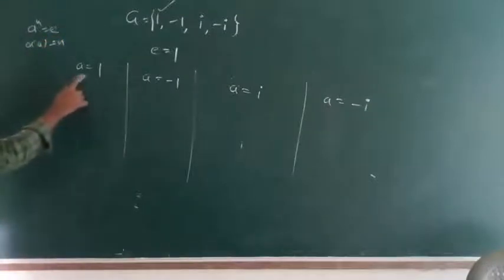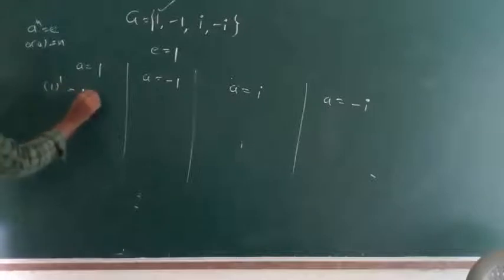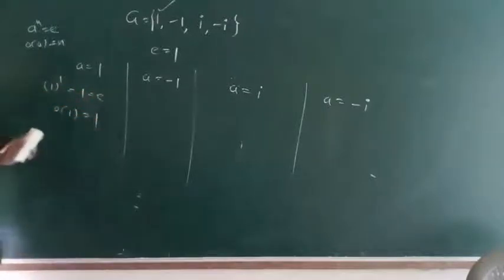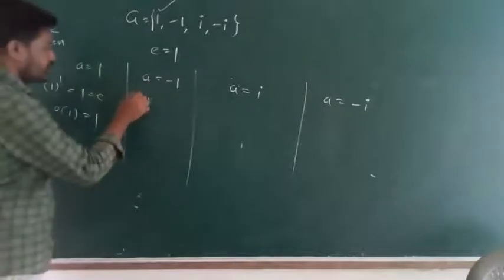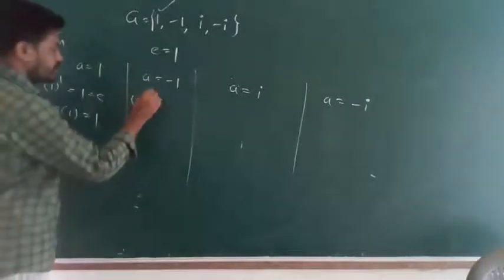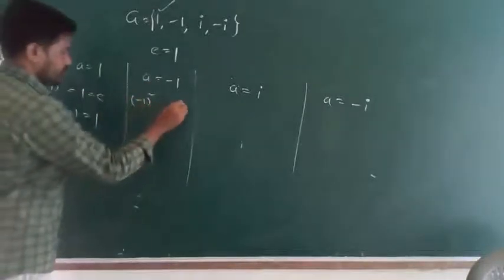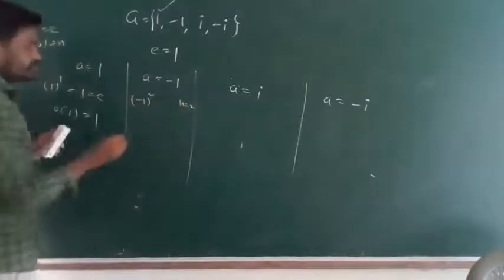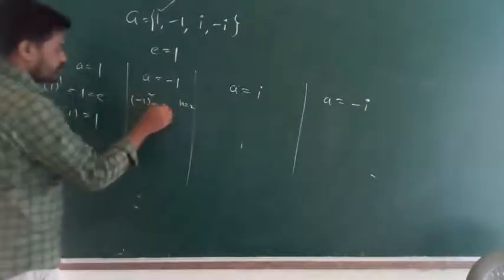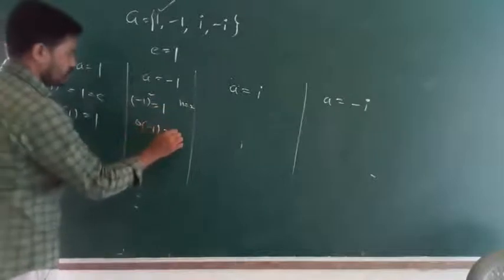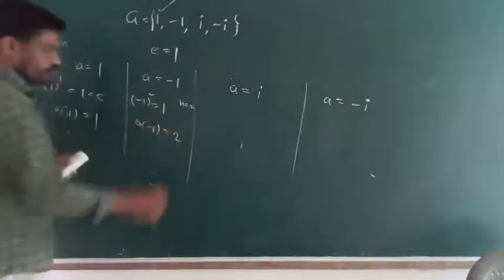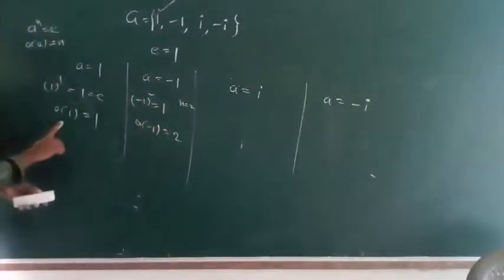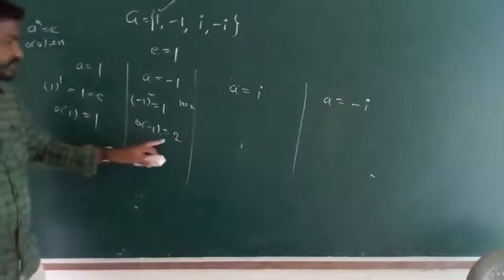So a = 1 means 1^1, so this is the identity element. So the order of 1 is equal to 1. Next, what is a = -1? For -1, you can select the n value directly as 2. So (-1)^2 means 1. So the order of -1 is equal to 2. So for the first element, the order of 1 is equal to 1. For the second element, the order of -1 equals 2.